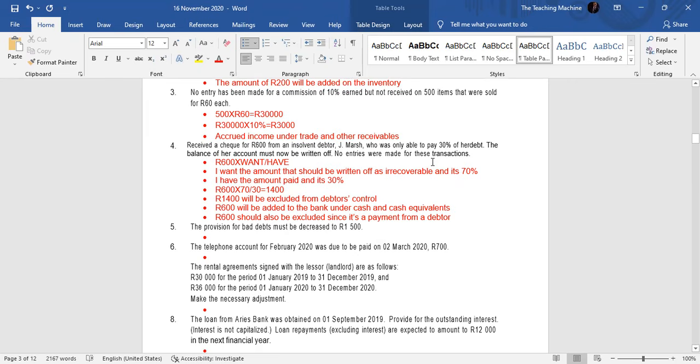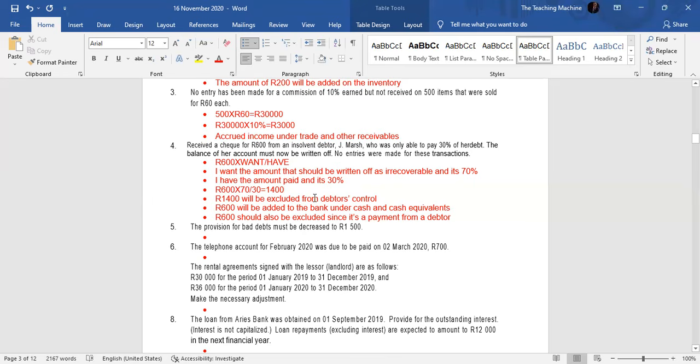That's the amount we're looking for. I have the amount paid and it's 30%. So 600 multiplied by 70 divided by 30 is 1,400. So in total, Marsh owed 2,000. From the 2,000, she was able to pay 600. We need to write off 1,400 as irrecoverable.